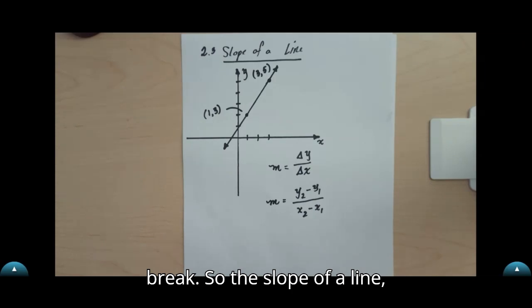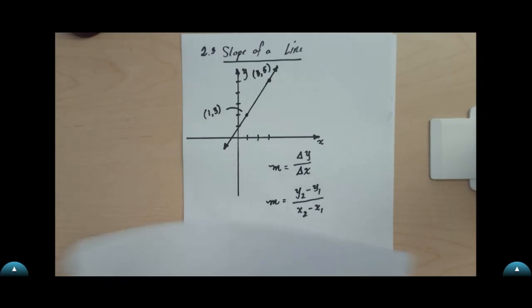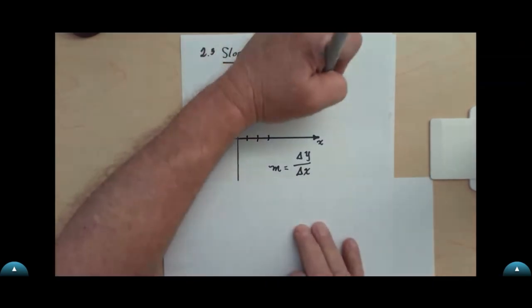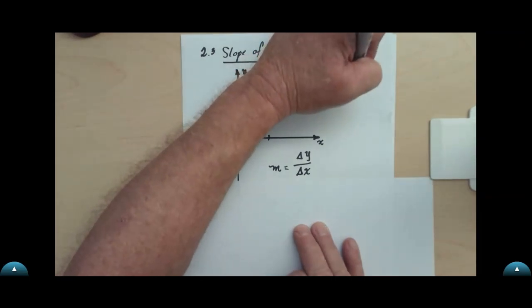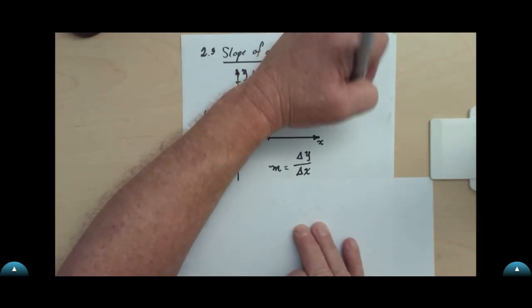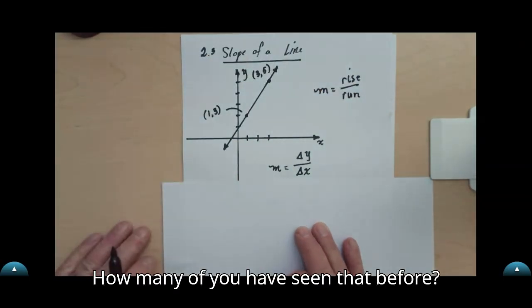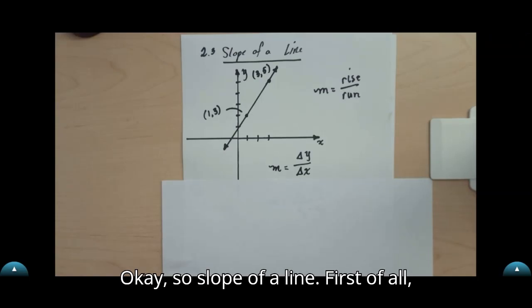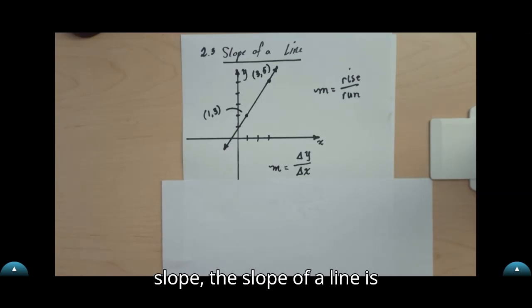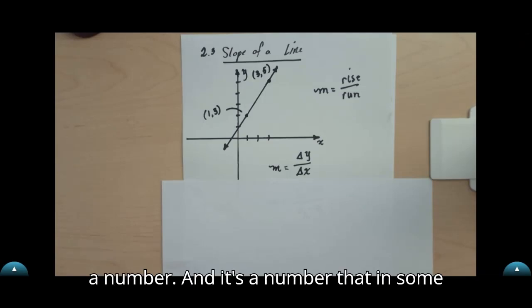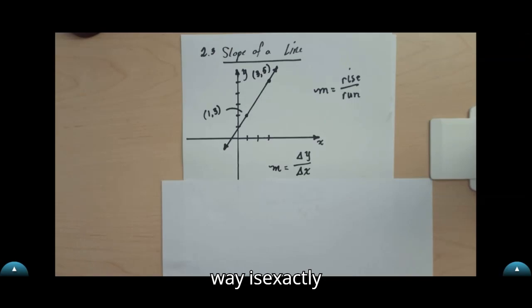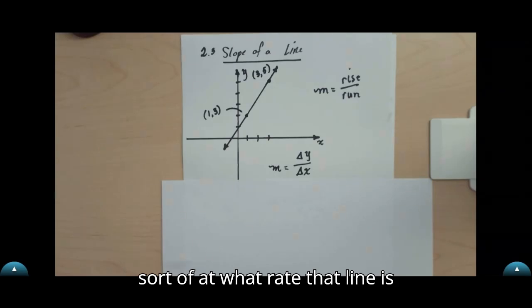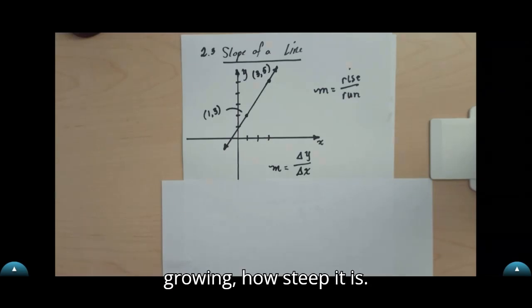So the slope of a line. I should have covered some of this up. Some of you have probably been taught this. How many of you have seen that before? Slope equals rise over run. Okay, so the slope of a line is a number. And it's a number that in some way is exactly measuring the steepness of the line, or sort of at what rate that line is growing, how steep it is.